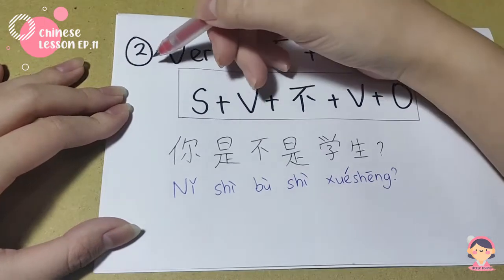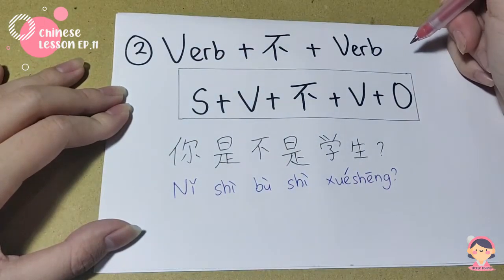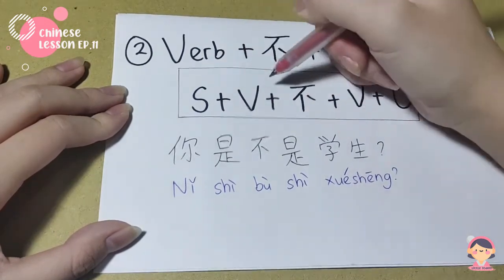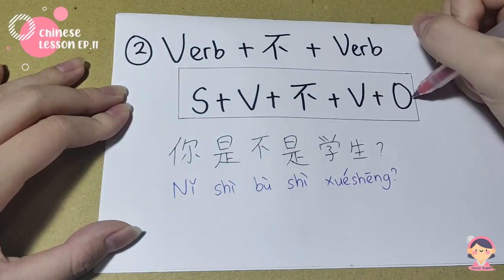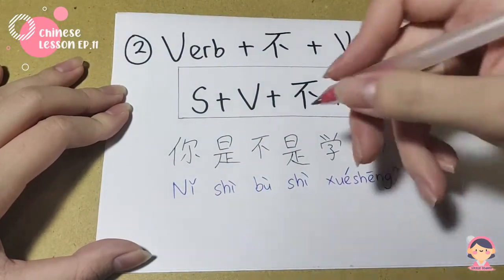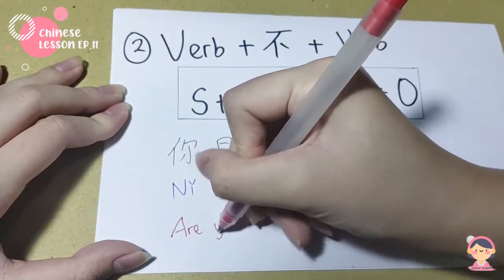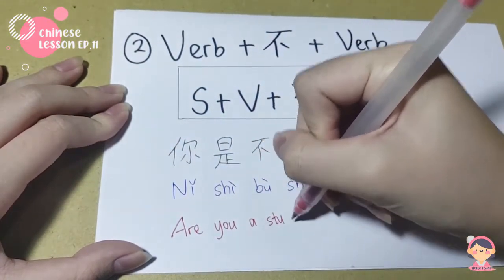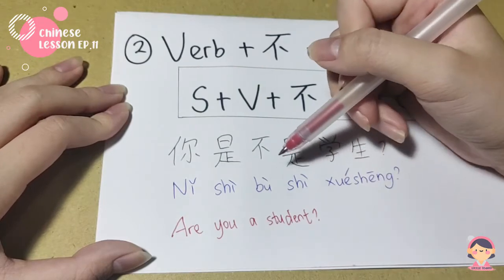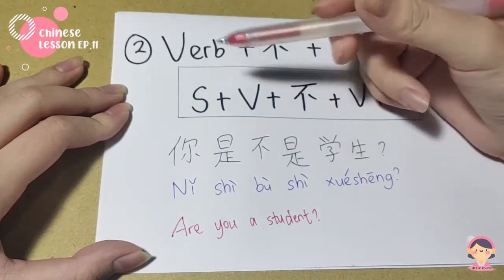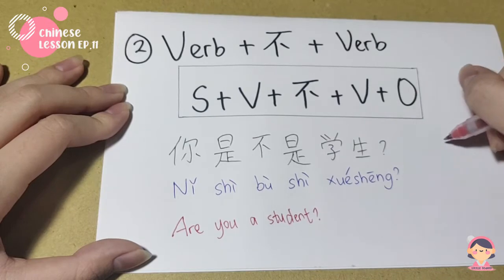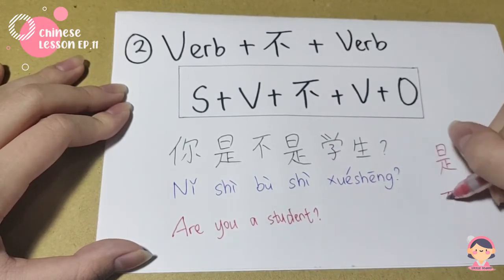Now let's learn the second way to make yes-no questions in Chinese with verb bu, verb. So the structure is subject, verb, bu, and then plus verb, and then plus object. For example, 你是不是学生? The sentence means, are you a student? It means like, are you or are you not? 你是不是学生? So we can answer these questions with 是 or 不是.